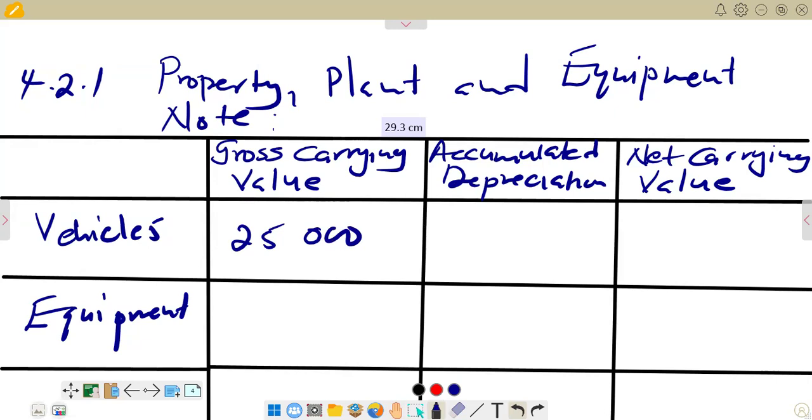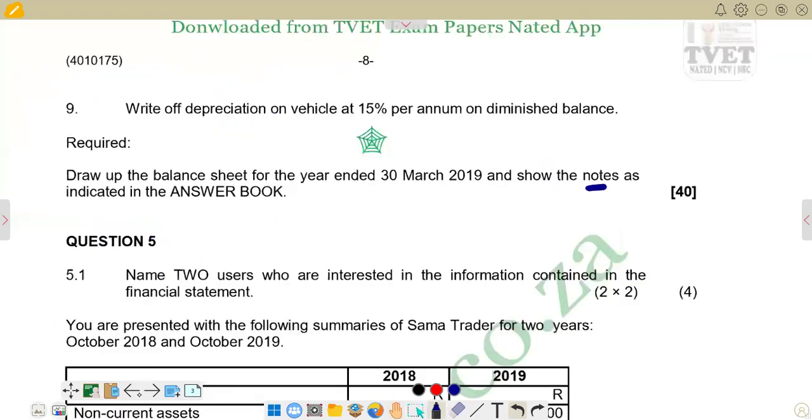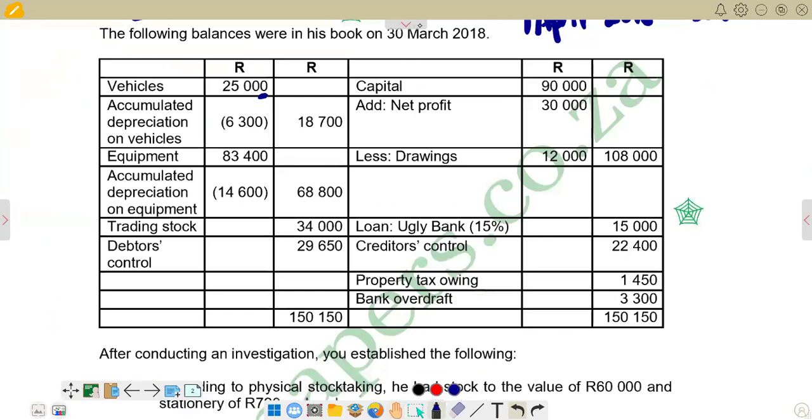Then we go to accumulated depreciation. We go back again to check what we have in terms of accumulated depreciation. You'll see that these balances are at 30 March 2018, which is the beginning of the year. For vehicles, the accumulated depreciation is 6,300 at the beginning of the year. The accumulated depreciation that we want to put in the note is at the end of the year.